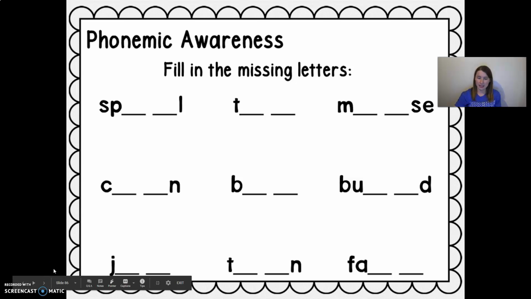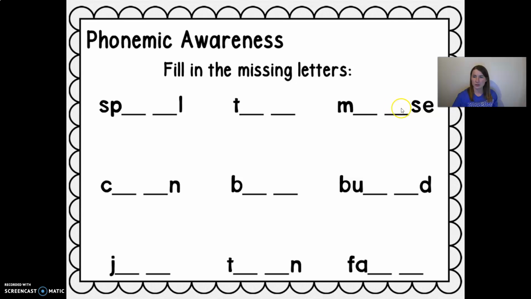Alright, we have some missing letters. Are you ready? We have spoil. What am I missing? I'm missing the oi sound, right? Is it going to be O-Y or O-I? That's right, O-I. Then you have toy. Is it going to be O-I or O-Y? That's right, O-Y. Toy.